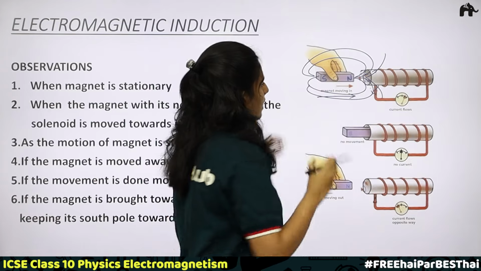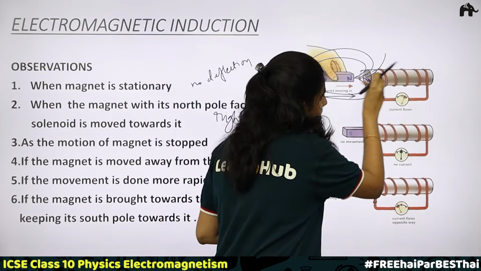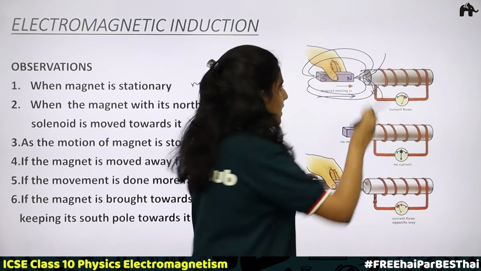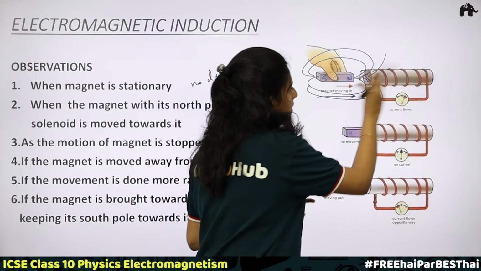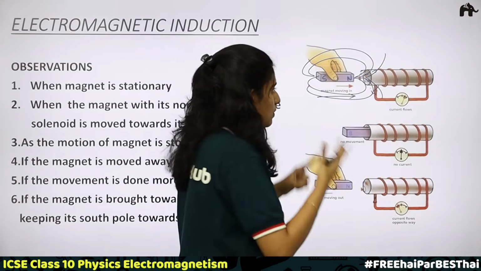So when you move it towards a coil, what is happening? The number of magnetic field lines passing through the coil will be increasing. That is, there is a change. Initially, if it was 2, it will become 4, then it will become 6. There is a change. It can either increase or decrease. There will be a change.